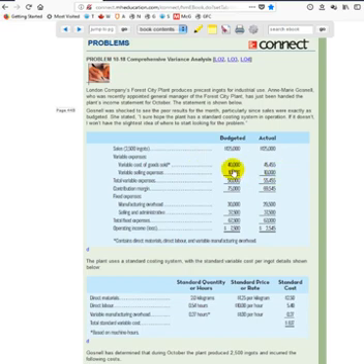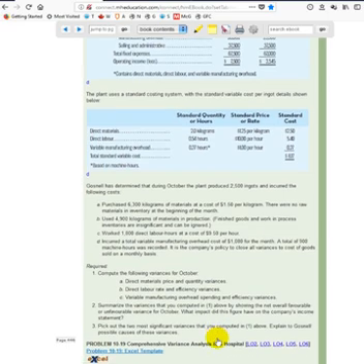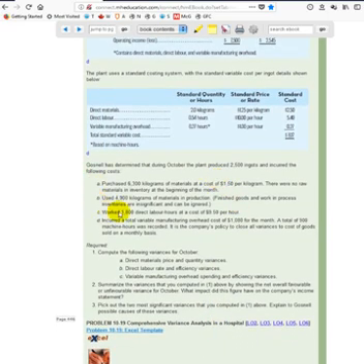So the difference between the 40,000 and the 45,455 is based on direct materials variances, direct labor variances, and variable manufacturing overhead variances. We see the variable selling expenses are the same as expected because they're related to the sales revenue, presumably. So Gosnell has determined that during October the plant produced 2,500 ingots and incurred the following actual costs. So the actual costs are listed below here.